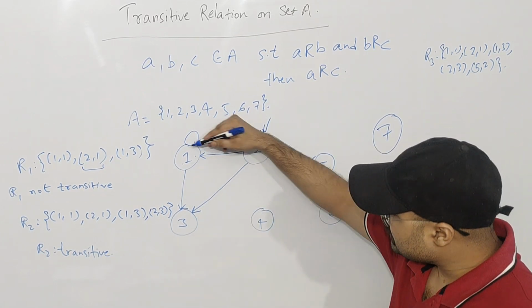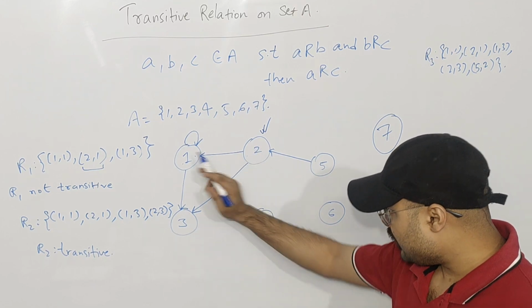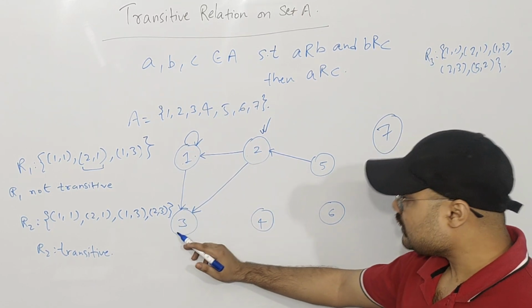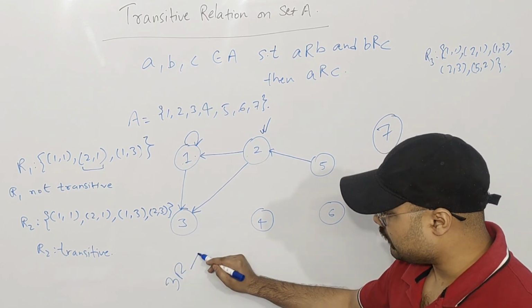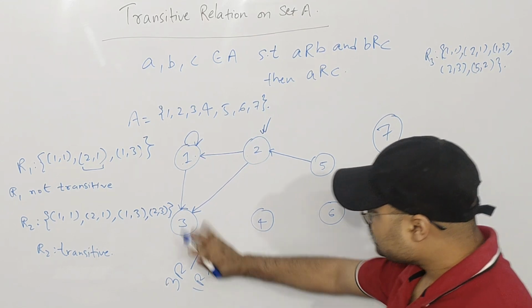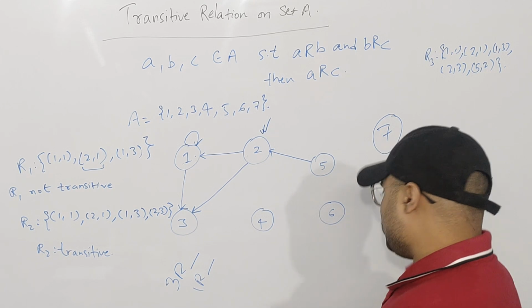What about 1? 1 is related to itself, 1 is related to 3. Now for 1, wherever 3 is related to whatever, 1 also has to be related to that, right? Now 3 is not related to anything else, so it's okay, there's no problem with it.